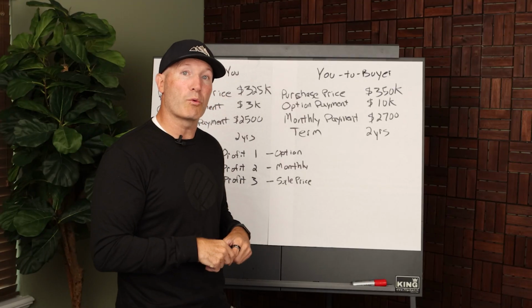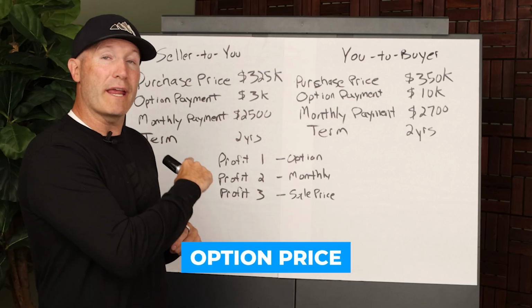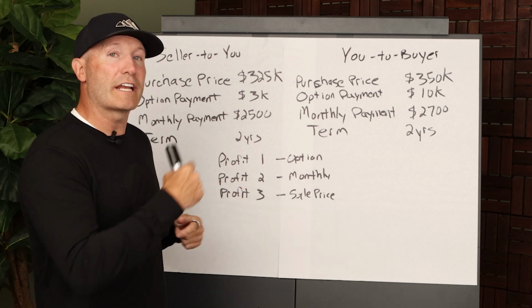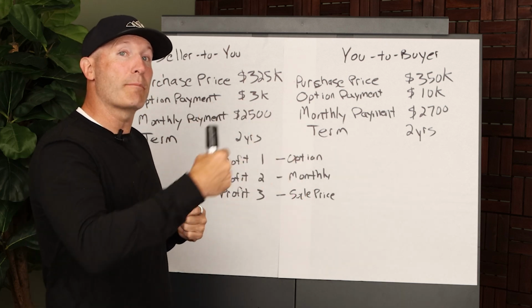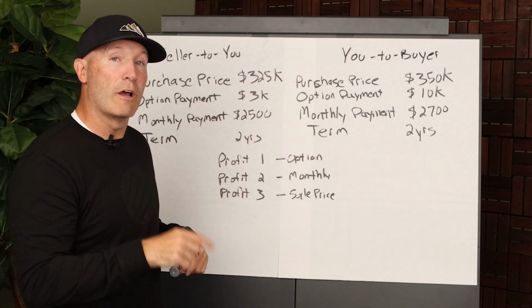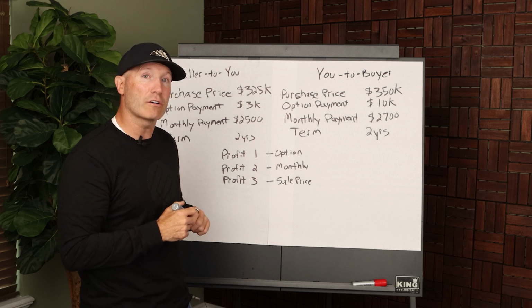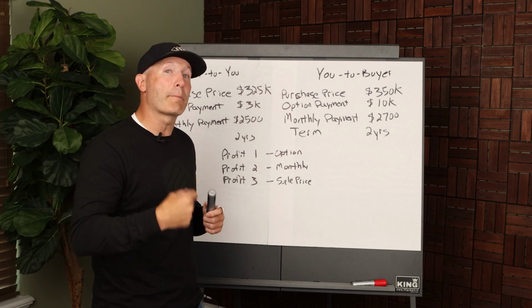Here's profit center number 1. It's the option price. I paid the seller $3,000 and I turned around and sold the option to buy the home for $10,000. So I'm looking at a $7,000 profit on just that upfront option money.